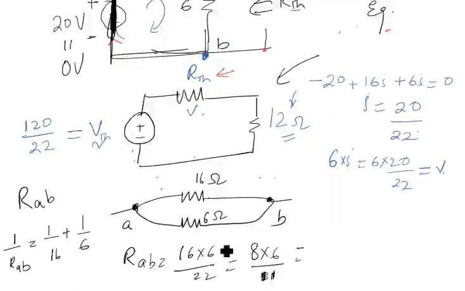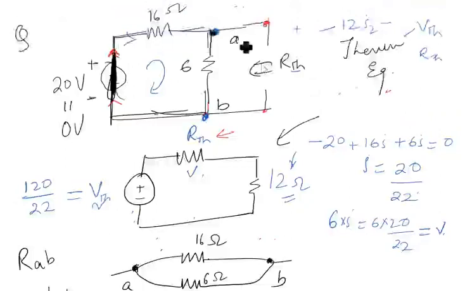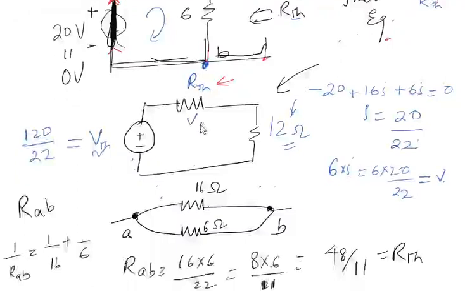8 5 is 40, 8 6 is 48. So 48 upon 11. This is nothing but your RTH. RAB is nothing but your RTH. This point goes to A, this point goes to B. So the value of resistance RTH is 48 by 11, right? Now the Thevenin's equivalent has voltage VTH and resistance RTH.